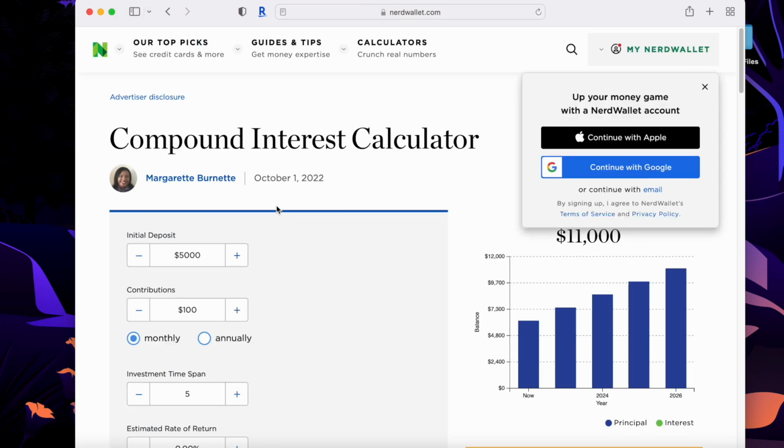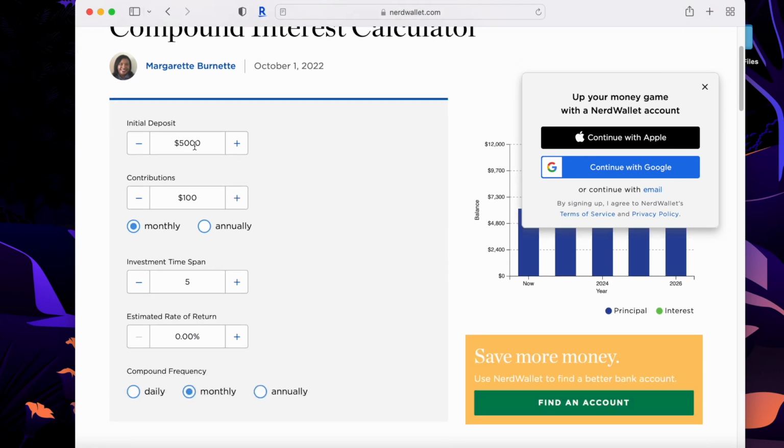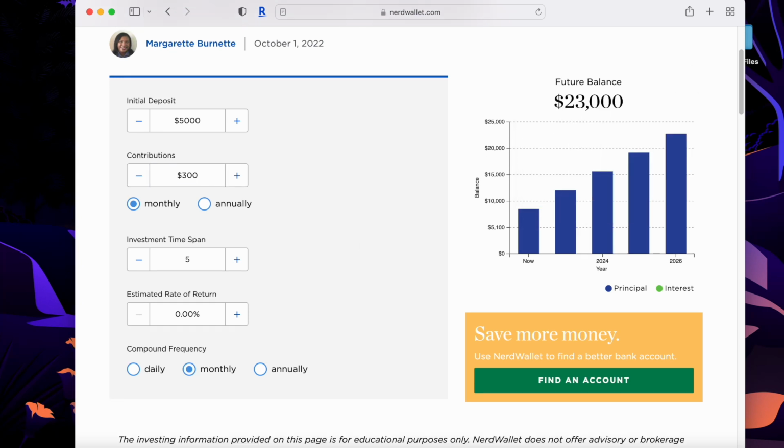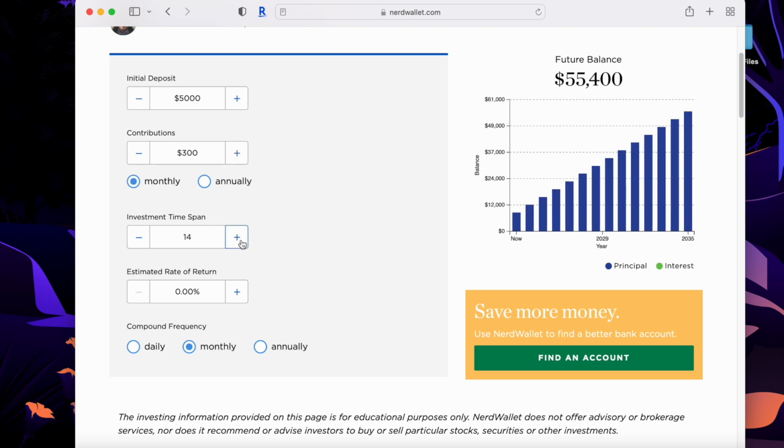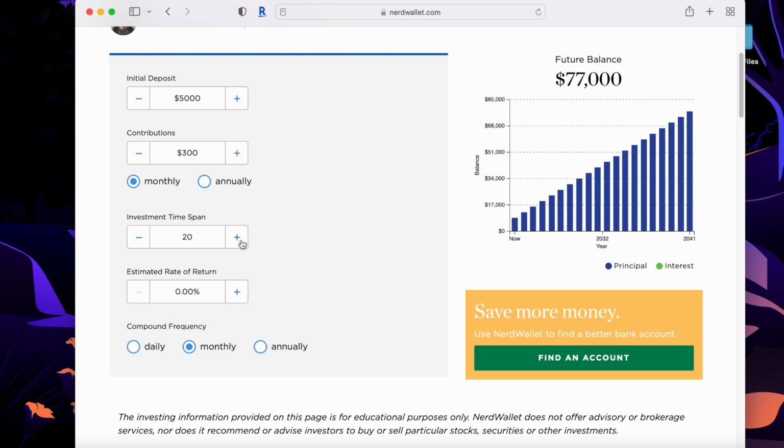So your initial deposit, let's say right now you have a 401k, you have $5,000 in it, and you add, maybe you have a match with your company. You could have that too. But let's just say you put $300 a month in your 401k, right? And now your investment span, come on, it has to be a little longer than that. Let's say your investment span is 20 years.